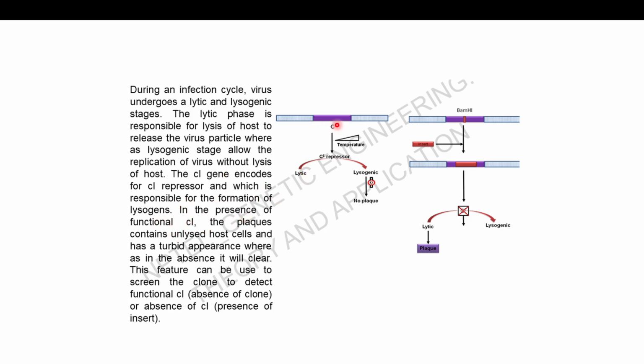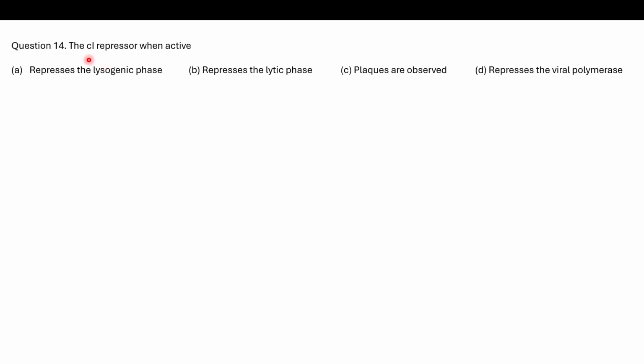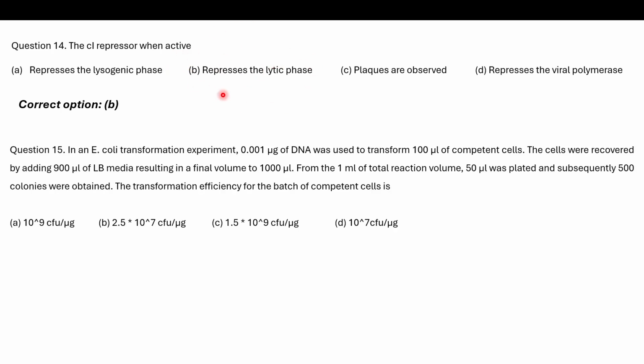Now, in the presence of a functional CI, the plaques contain unlysed host cells and have a turbid appearance, whereas when the CI repressor is not there, then there's no turbid appearance. This feature can be used to screen the clone to detect the functional CI, or the absence of CI, which suggests the presence of the recombinant DNA along with the region of our interest. So this is what the question is. The CI repressor, when it is active, actually represses the lytic phase.